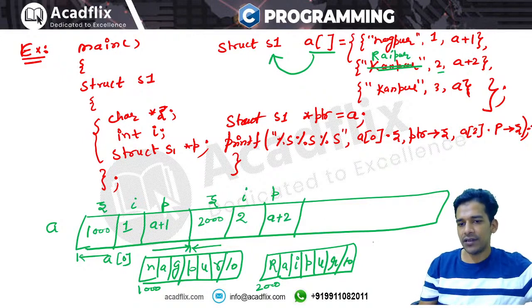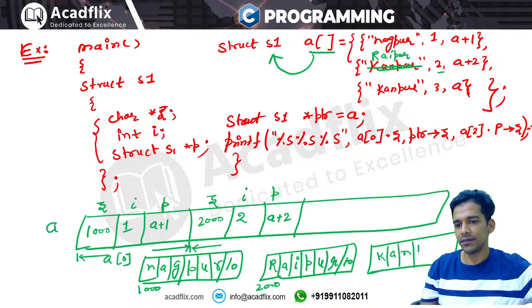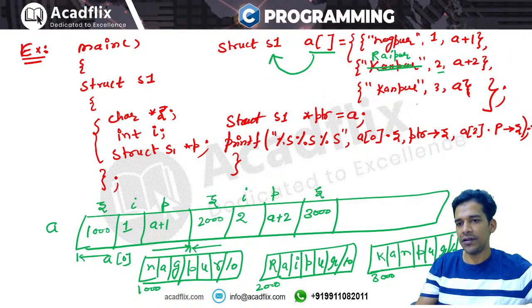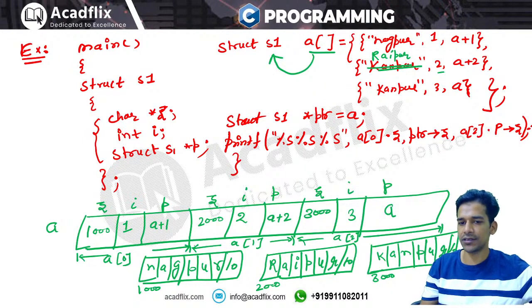Then we have the third structure. This means that we have a string Kanpur. Kanpur is stored somewhere in the memory like this, and the base address of this is, let us say, 3000. So the first part, that is Z, is having the address 3000. It is having the integer value 3, right? And the third member, that is p, is a pointer to a structure. So this is your structure a1. Okay, this is a1, and this is a2. So we have 3 structures in this array of structures, right?